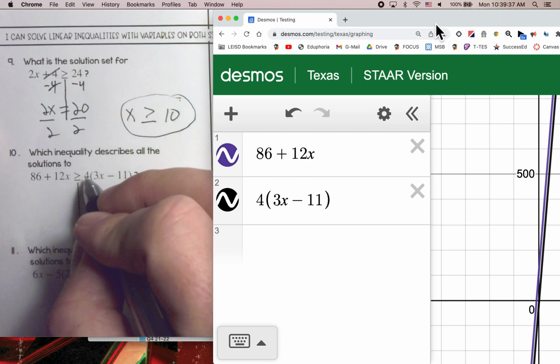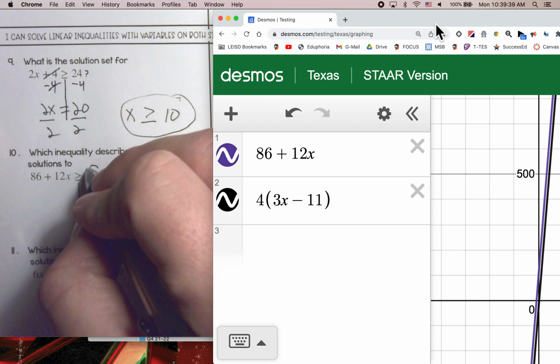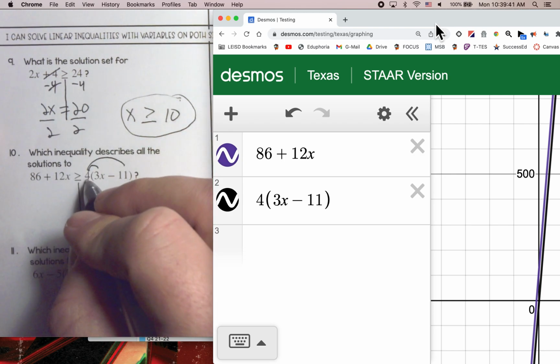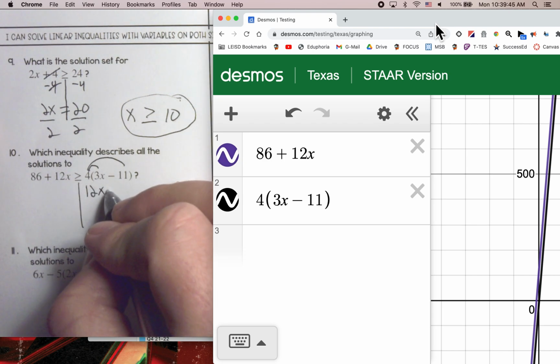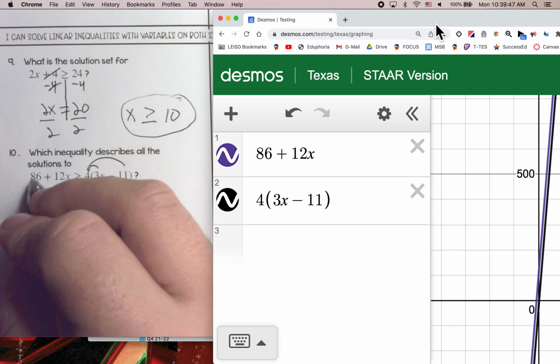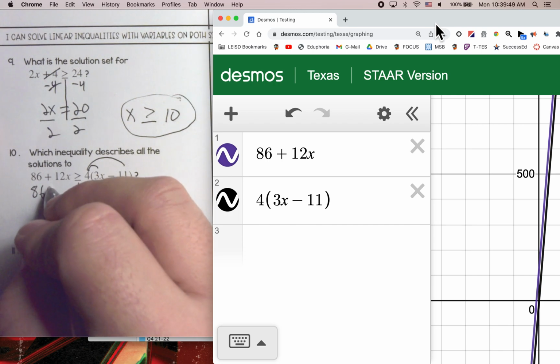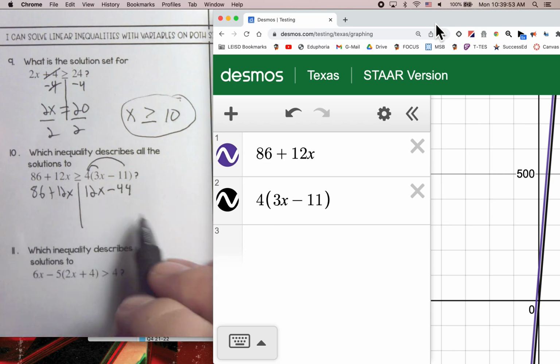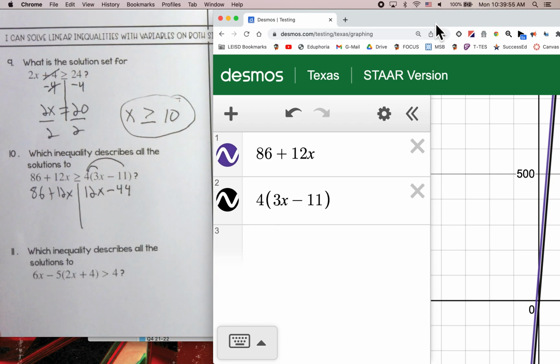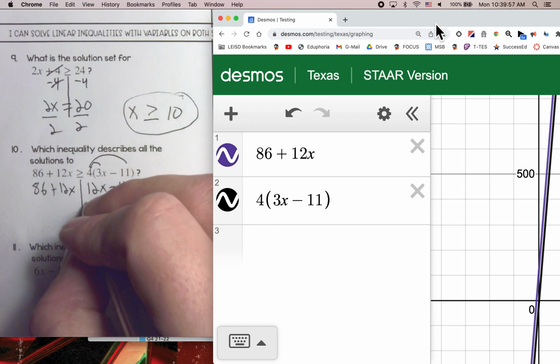First step is to ask, can you distribute? Well, there's parentheses there, so I'm going to multiply through. So 4 times 3x is 12x. 4 times negative 11 is minus 44. And I can't distribute, so I'm just going to bring the 86 plus 12x. Okay. I don't have like terms on either side, so now I'm going to collect variables to one side. So I'm going to move over one of my 12x's by subtracting it.